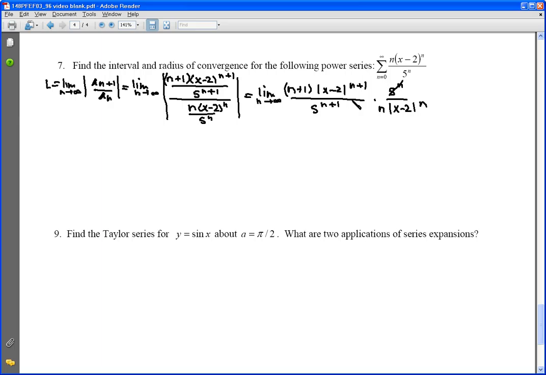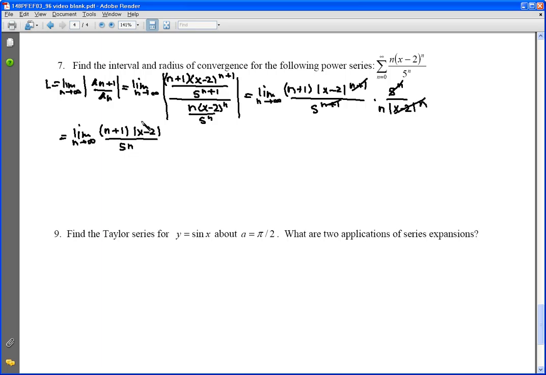So these n 5s will cancel out all of these except for one 5. X minus 2 to the n, it's going to cancel all of these except one x minus 2, and then we got left our n plus 1 over n. So this equals the limit as n goes to infinity, and we've got n plus 1 up on top, and an absolute x minus 2. And then on the bottom we've got a 5 left and an n, so 5n.